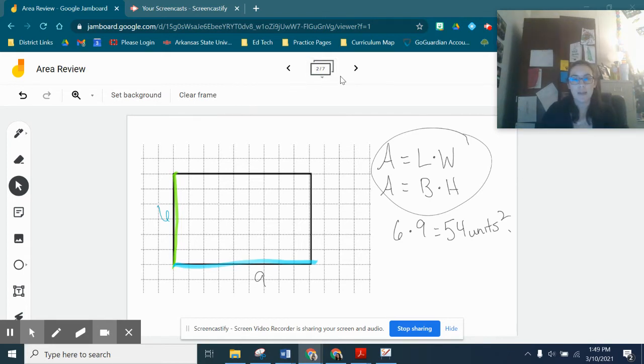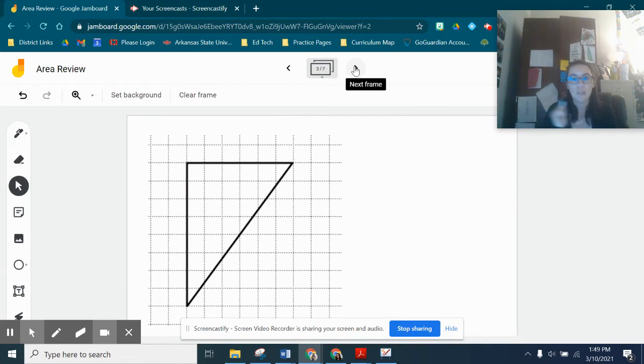So let's go to slide 3. Okay, here, I'll take my glasses off so you can stop seeing the glare from my screen.